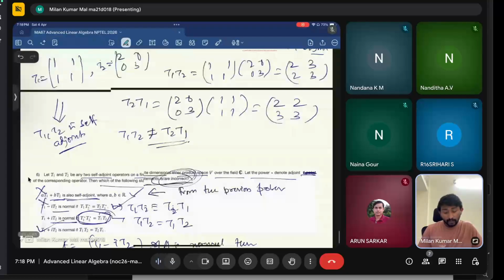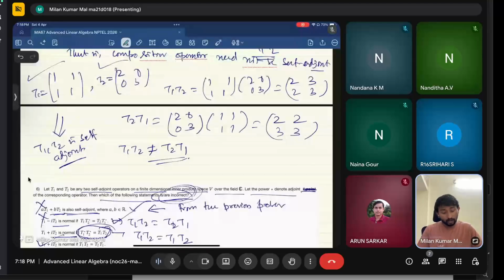In the previous counterexample, we have provided an example of T1 and T2 where T1 and T2 do not commute, but they are self-adjoint operators. So as they are self-adjoint operators, you can check that T1 plus iT2 is not normal. That's very clear. Because if T1 plus iT2 has to be a normal operator, then necessarily T1 T2 has to equal T2 T1, under the standing assumption that T1 and T2 are self-adjoint operators.